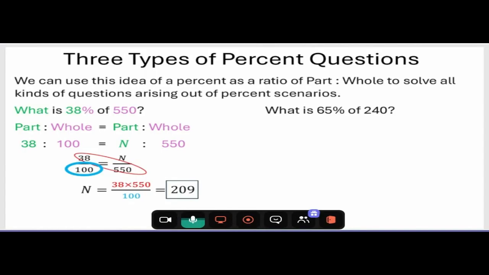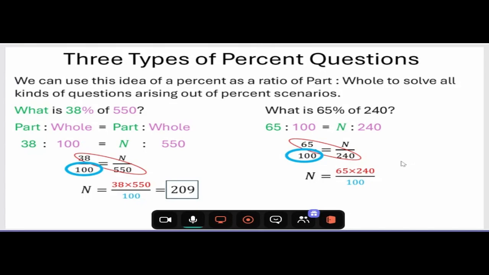So with all of these, remember, we want to start by thinking part to whole equals part to whole. And one of the parts to wholes is the 65%, so 65 to 100. What is 65% of 240? So 240 is the whole, and we are looking for the part out of 240. Once you've set that ratio up, turn it into a fraction. Find the cross product that doesn't have any variables, 65 and 240, and divide by the other number. And we get, in this case, 156.